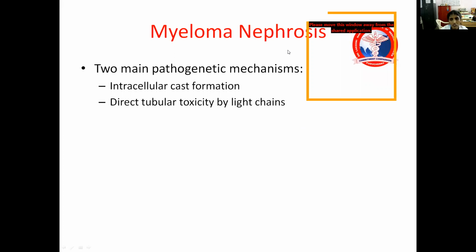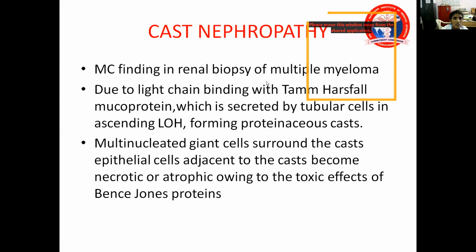So what is myeloma nephrosis? It is nothing but a renal change that occurs in myeloma. Multiple myeloma kidney is called myeloma nephrosis. There are two main pathogenic mechanisms behind myeloma nephrosis. One is intracellular cast formation. The cast formation is nothing but the proteinaceous cast, which is more and more getting stagnated in the proximal tubule. So that forms a cast of the proximal tubule. That intracellular cast formation and direct tubular toxicity from the light chain which is getting excreted in the urine, both are responsible for myeloma nephrosis.